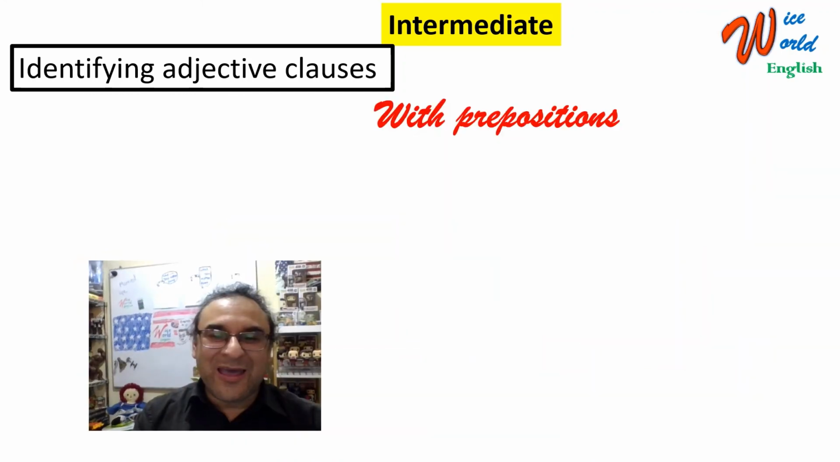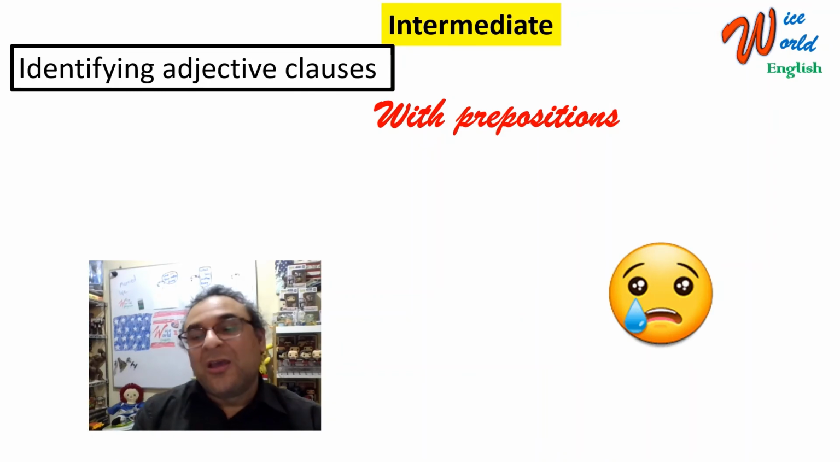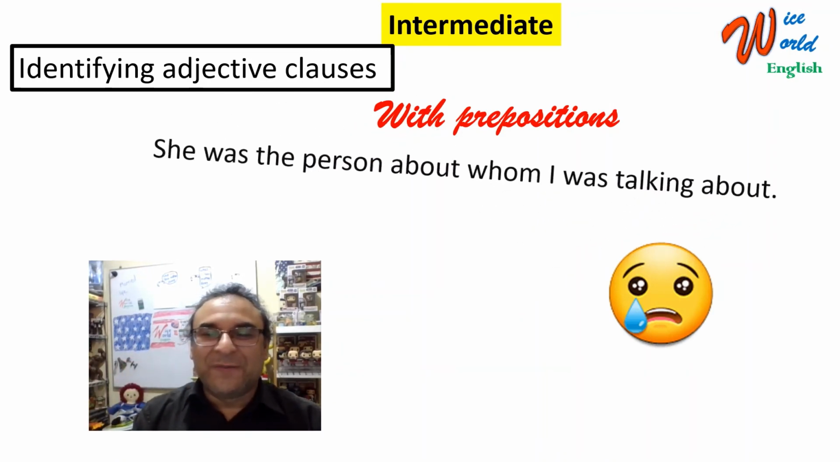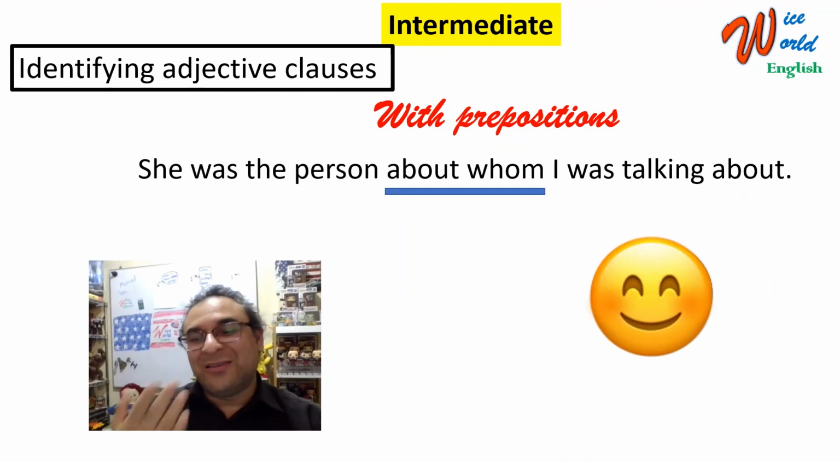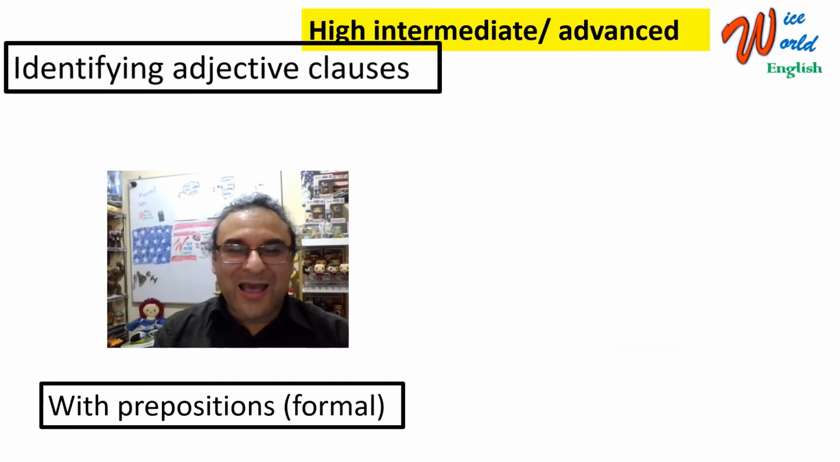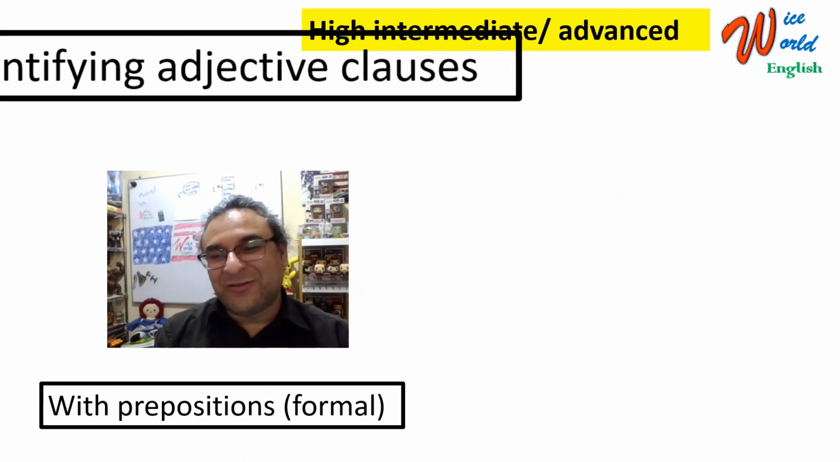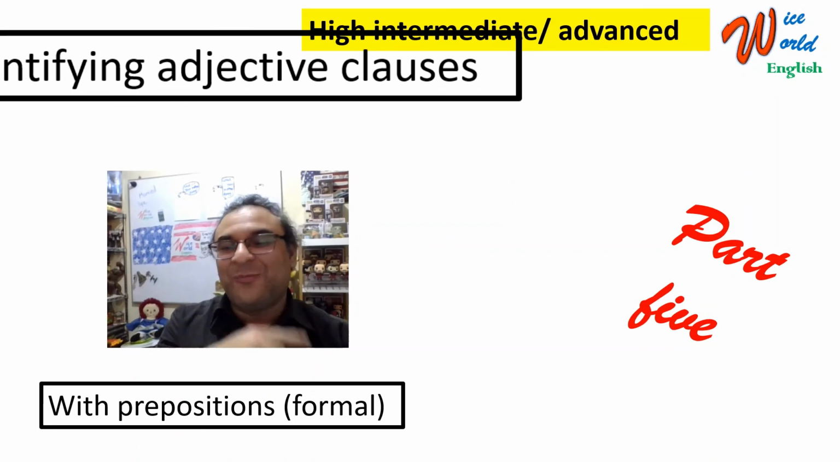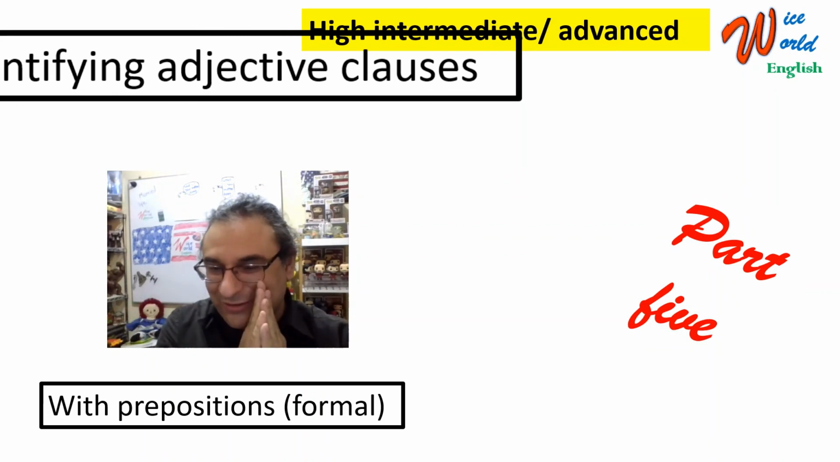Okay, and that was all for the lesson today. We didn't have time to talk about adjective clauses with prepositions, but don't worry, we're gonna do that in the next video. So that was all with identifying adjective clauses, formal and casual. In the next video, part 5, I promise is the last one, we're gonna talk about adjective clauses with prepositions. And this is gonna be the last video of identifying adjective clauses. Then we have to talk about non-identifying, but that's another story.